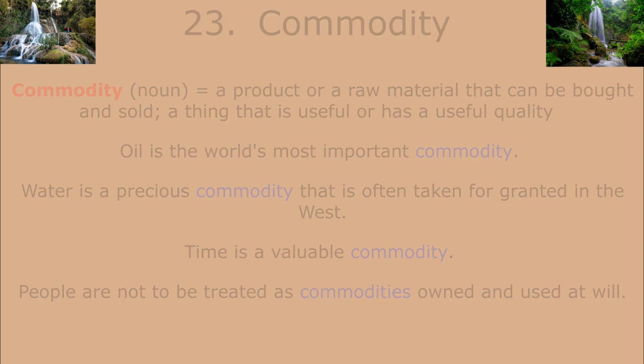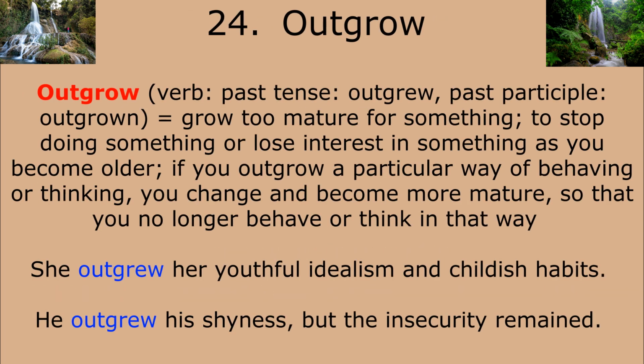Let's proceed with our list of words. The word number 24 is the word to outgrow. To outgrow means to grow too mature for something. It means to stop doing something or lose interest in something as you become older. If you outgrow a particular way of behaving or thinking, you change and become more mature so that you no longer behave or think in that way.